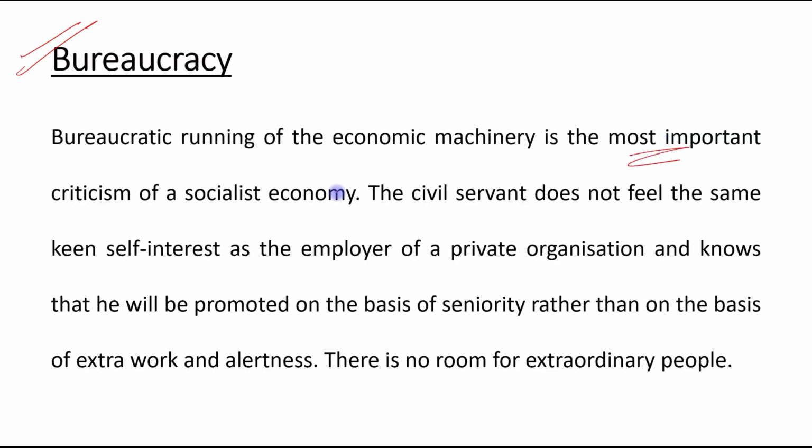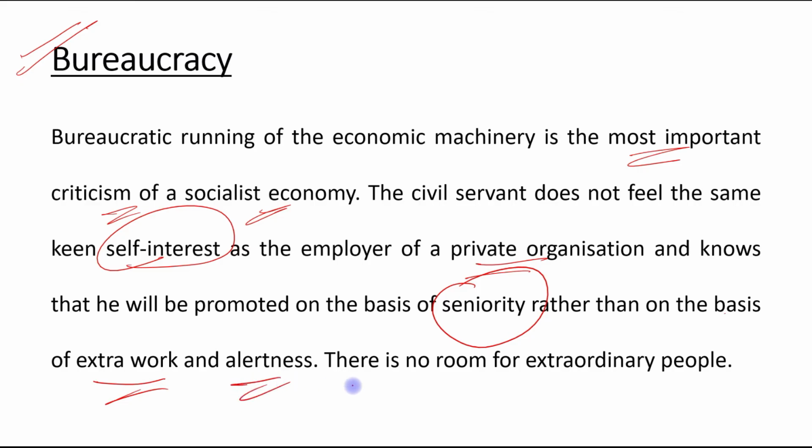It is the most important criticism of a socialist economy, क्योंकि जो civil servant है, it does not feel the same keen self-interest as the employer of a private organization. Why? Because he knows that he will be promoted only on the basis of seniority rather than on the basis of extra work and alertness. So there is no space, there is no room for the extraordinary people. Clear? So it is also one of the most important demerits of a socialist economy.